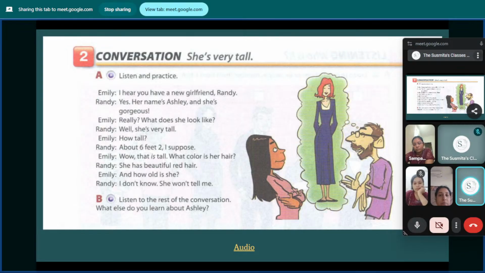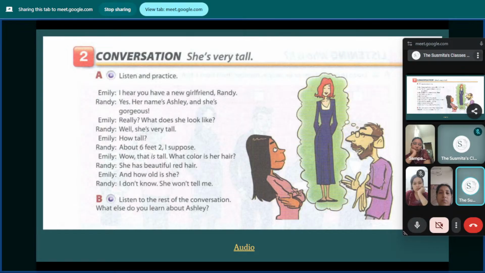Okay. Now the conversation is pretty easy. Here, Emily says, okay, I hear you have a new girlfriend. She means it's your new girlfriend here, Randy. So he says yes. Her name is Ashley, and she is very gorgeous. Now, gorgeous is another word that we can use to say someone is very pretty. Someone is very beautiful. So she asks, really, what does she look like? Meaning how does she look then? Because he said she is gorgeous. How does she look? So the first thing that he says is she is very tall.